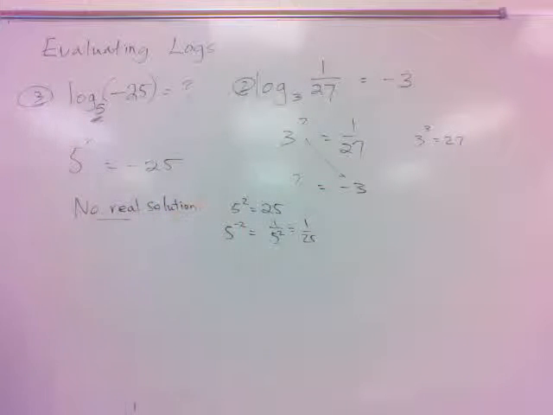There's not one, is there? That's about the only thing I could think of to do to get 25 out of the deal. Yeah, there's just not a way to get 5 to a power equal to negative 25 in the real number system.